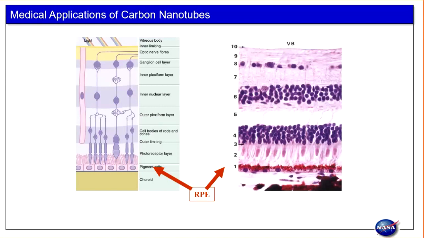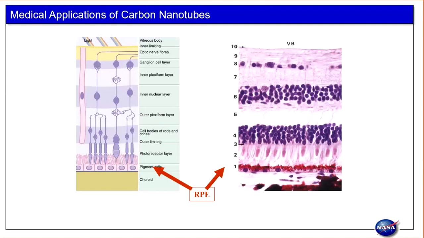So this is a picture in both a schematic form and in a tissue hematoxylin and eosin preparation on the right, showing the various layers of the retina. So it's a multi-layered structure, a highly organized architecture, as you can see. And what's interesting about macular degeneration is that this lower layer down at the bottom, called the retinal pigment epithelium, is what's damaged in patients with macular degeneration.